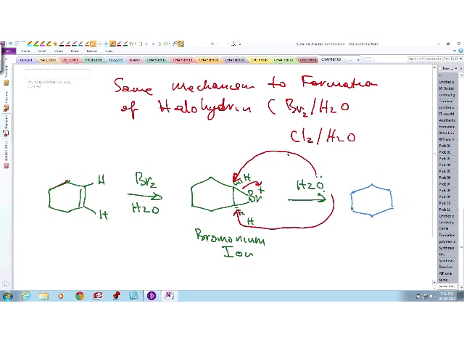We have the attack from here. Of course, there you have, and then you have the bromine here. And keep in mind, at this point, this bromide is also here.